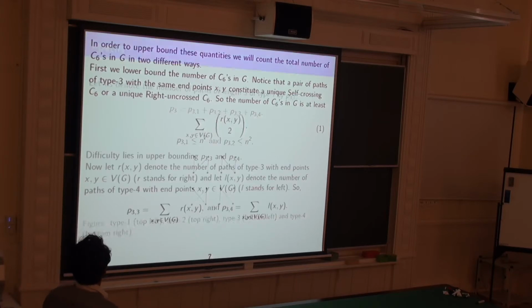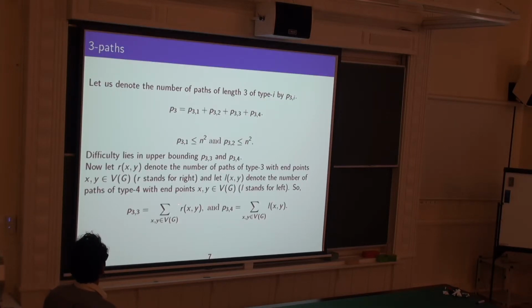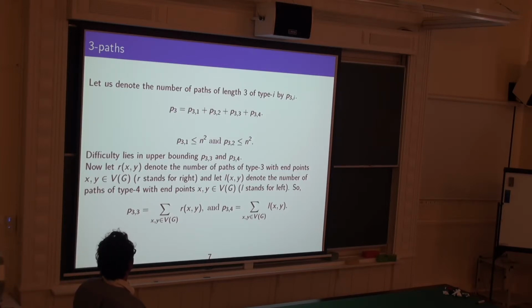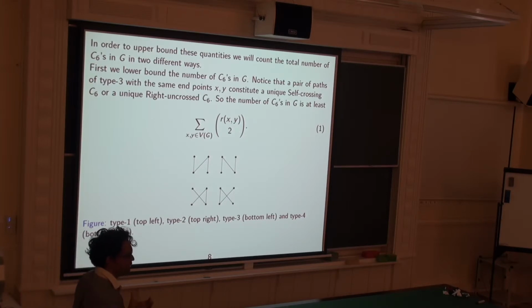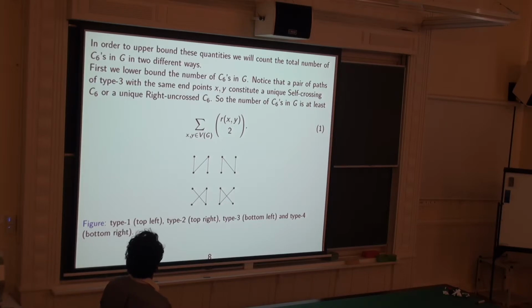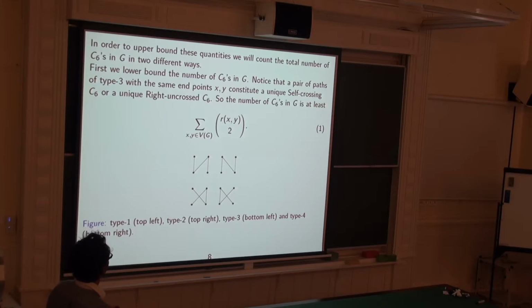So the idea is to first obtain an upper bound on the total number of 3 paths, and as I said, we already know these 2, and we want to upper bound these 2. And for that, the idea is to count the number of C6s in the graph in 2 different ways. We basically double count the number of C6s in the graph.